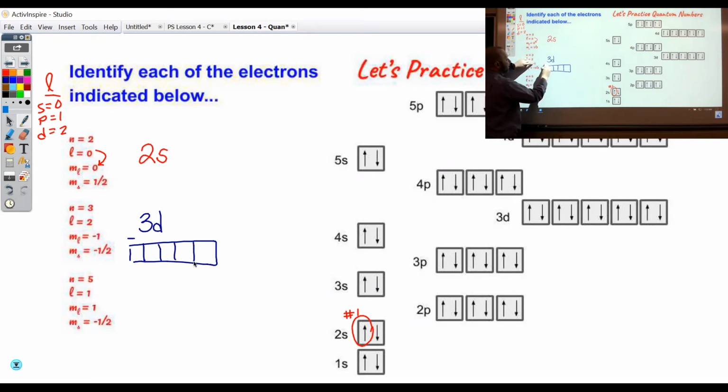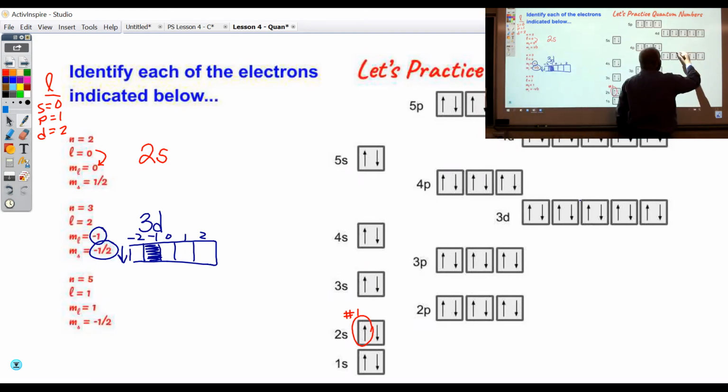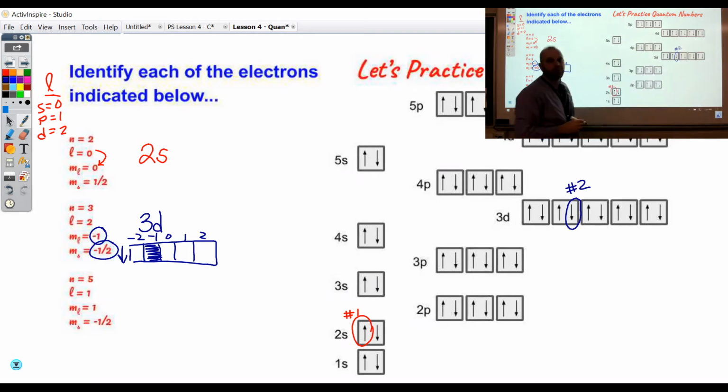So if we have a -2, a -1, a 0, a 1, and a 2, this -1 tells us that we're in this box right here, and we're the arrow that is pointing down. So in the 3D sublevel, the second box, pointing down, this is example number 2.